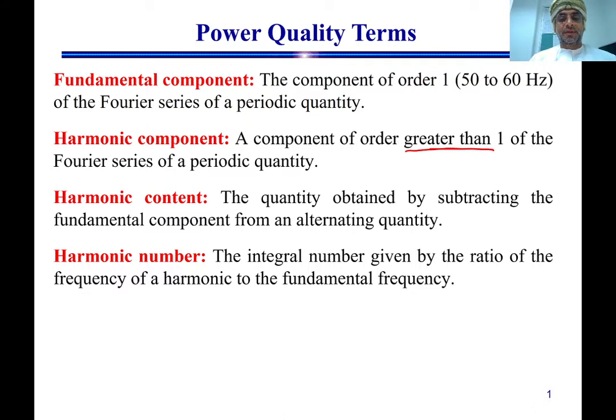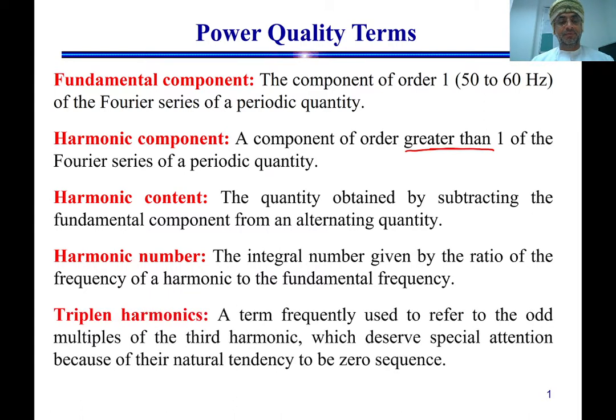Harmonic number is the integral number given by the ratio of the frequency of a harmonic to the fundamental frequency. So it is number 2, 3, 4, and so on.